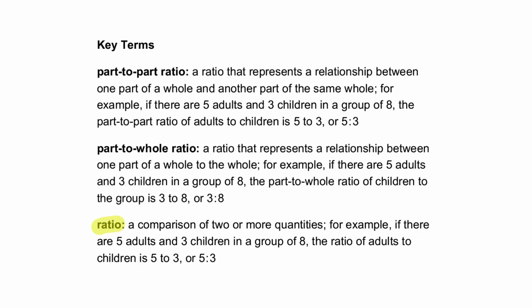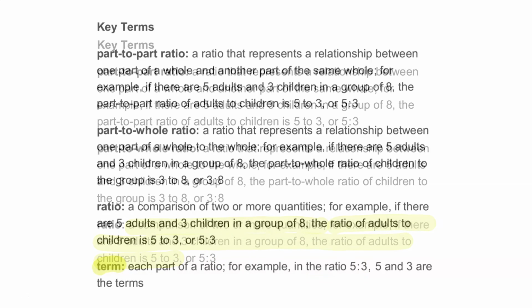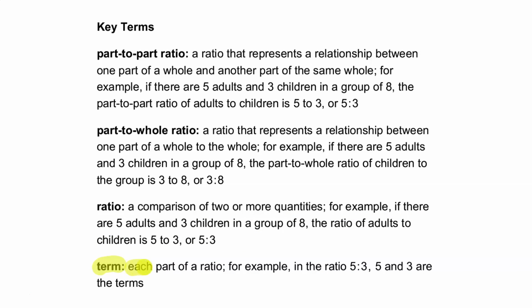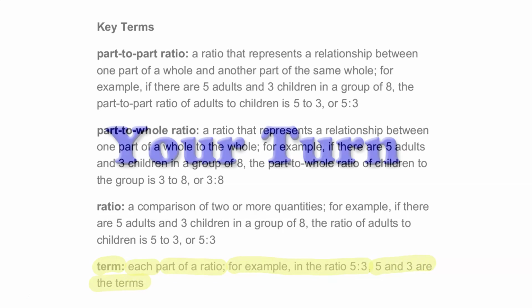Ratio. A ratio is a comparison of 2 or more quantities. For example, if there are 5 adults and 3 children in a group of 8, the ratio of adults to children is 5 to 3, or 5:3. Term. A term is each part of a ratio. For example, in the ratio 5 to 3, 5 and 3 are the terms. Your turn.